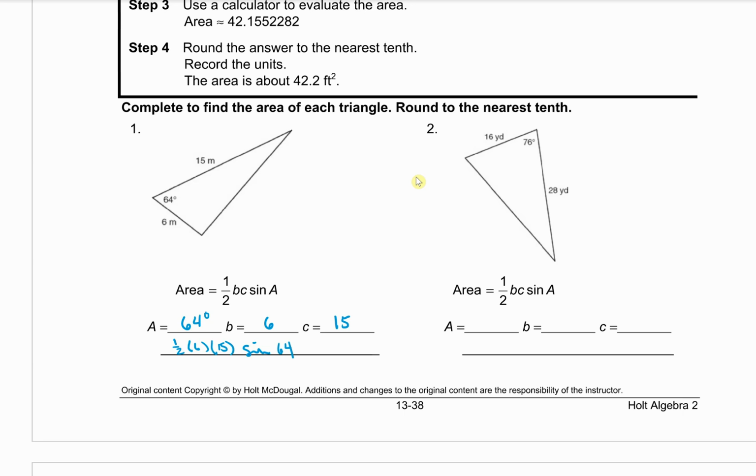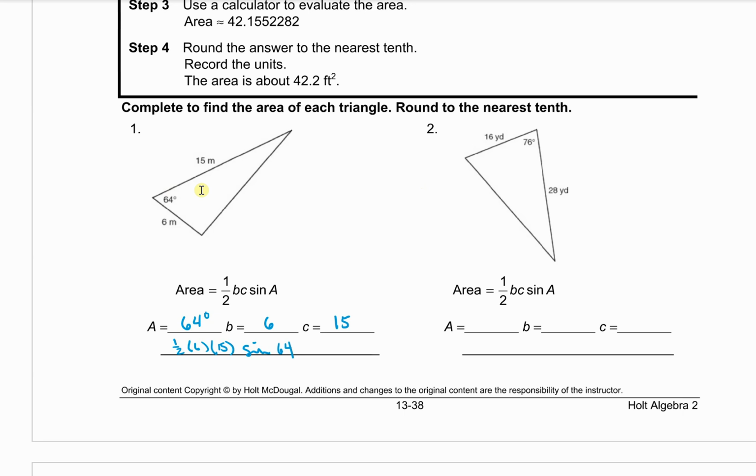Just got to make sure that you are in degree. Go to mode on your calculator, make sure you're in degree, since we're in degrees here. If you were given these angles as radians, you would have to make sure you are in radians. I think the standard is radians, so make sure you go to mode and make sure you're in degree.